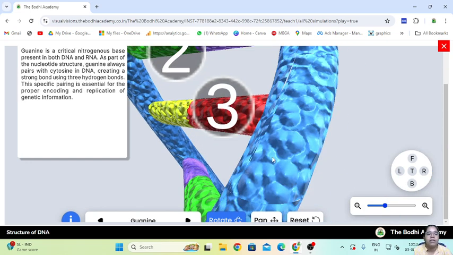The third base is guanine. Guanine is a critical nitrogenous base present in both DNA and RNA. As part of the nucleotide structure, guanine always pairs with cytosine in DNA. So guanine always pairs with what? Cytosine, creating a strong bond using three hydrogen bonds. This specific pairing is essential for the proper encoding and replication of genetic information.